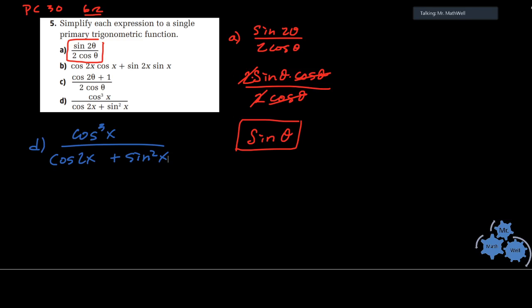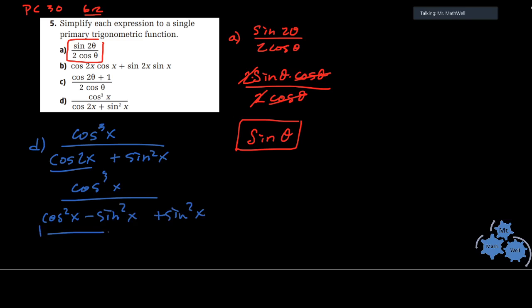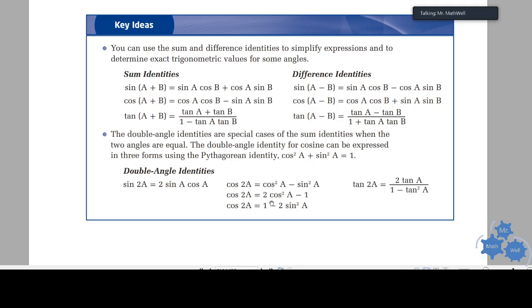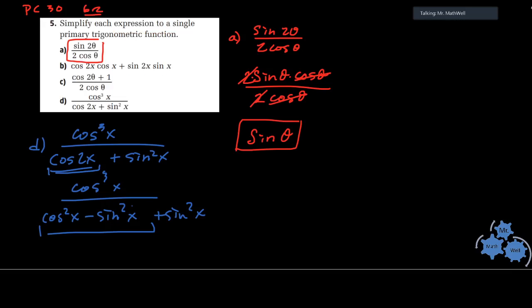You see that? So here's what I'm going to do. I am going to leave cos cubed x alone for now. I'm going to write this cos of 2x as, what did I say? Cos squared x minus sine squared x. Okay, and again, this cos of 2x should be, if I remember that correctly from a few seconds ago, cos squared minus sine squared. You see that?